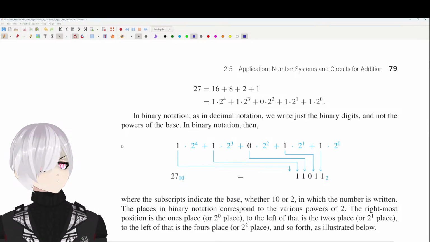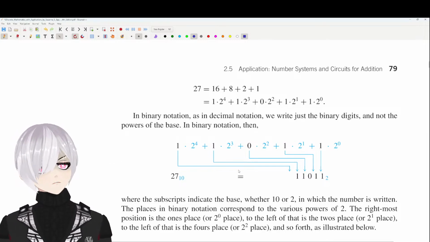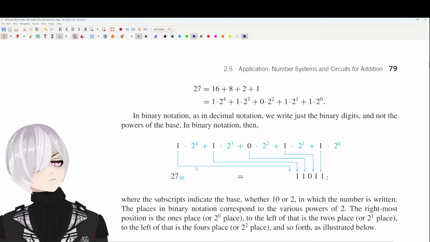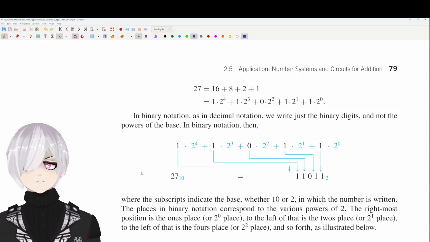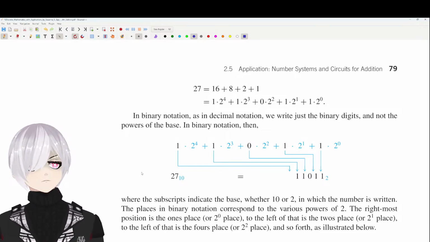With base 2, and for any base, the base is the number of digits you have available to use. With base 10, we could use digits from 0 to 9, and with base 2, we can use digits 0 or 1. With base 10, the places were based on powers of 10. So the rightmost place was the ones place, 10 to the 0. The one to the left of that is the tens place, then the hundreds place, and so on with all the powers of 10, 10 cubed, 10 to the fourth, etc., going to the left.